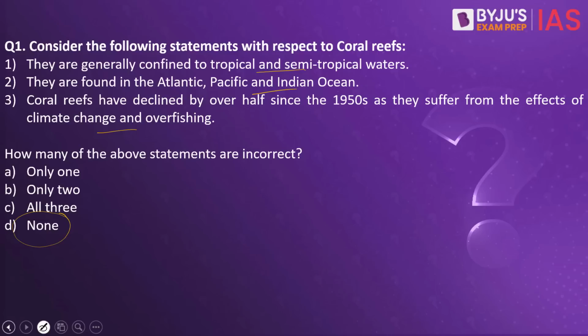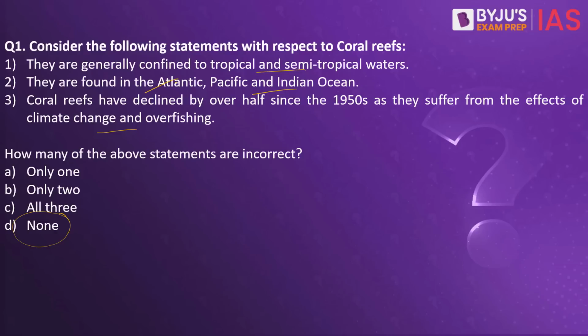So if you have a statement which says that tropical regions are the ones which host the coral reefs, temperate regions also host the coral reefs. This statement is also right because a few of them are also found in the temperate regions. When you look into the second statement, they are found in the Atlantic, Pacific and the Indian Ocean. Yes, they are found in the Atlantic, Pacific and Indian Ocean between the Tropic of Cancer and the Tropic of Capricorn. The second statement is also right.